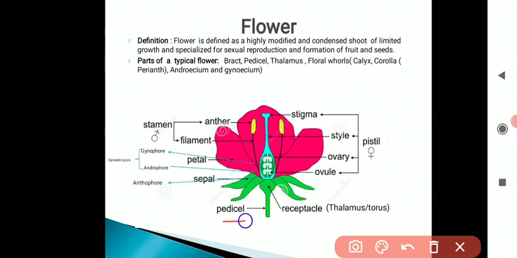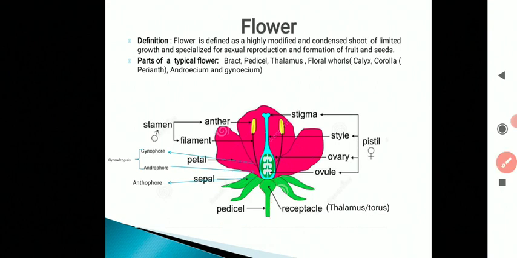So up to now we have discussed different parts. First, this is the pedicel, the stalk of the flower. Second, this is the receptacle. The tip of the pedicel is called the receptacle, and this receptacle has nodes and internodes on which the different floral whorls are arranged. Now let's discuss the nodes and internodes of the thalamus.